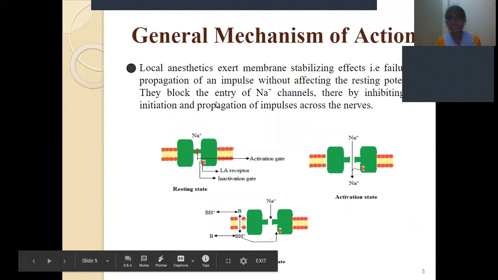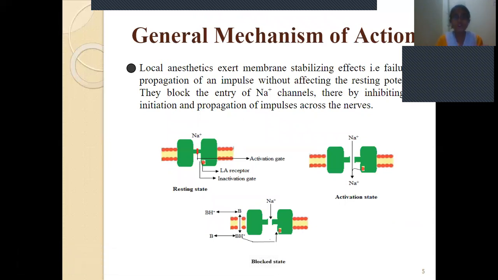Let's see the general mechanism of action. A local anesthetic exerts a membrane stabilizing effect, that is, it causes failure of propagation of the impulse without affecting the resting potential. It blocks the entry of sodium through the sodium channels, inhibiting the initiation and propagation of the impulse across the nerves. So it will block the entry of sodium into the cell.